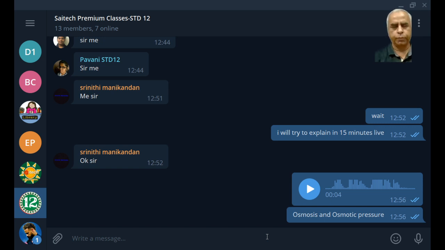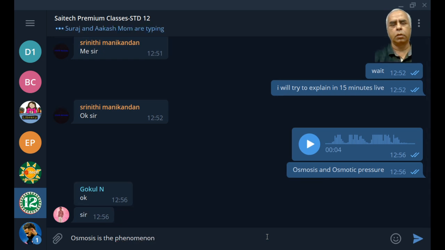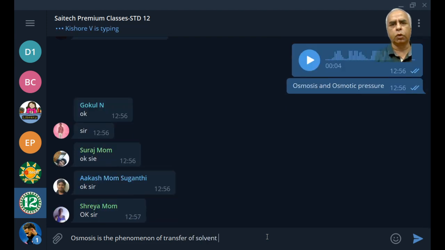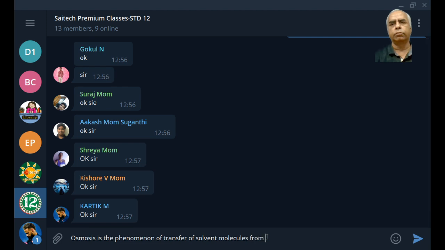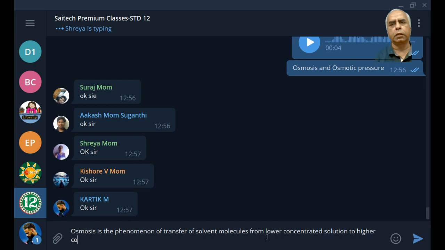Osmosis is the phenomenon of transfer of solvent molecules from lower concentrated solution to higher concentrated solution through a semi-permeable membrane.